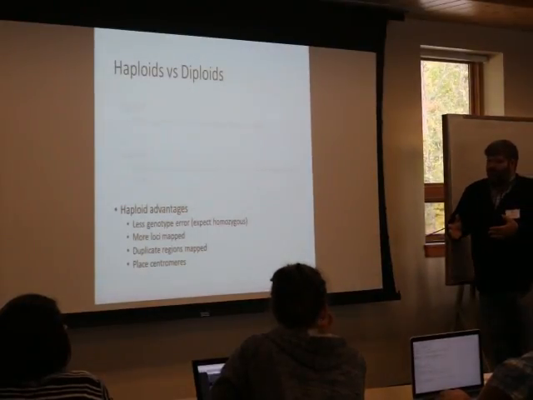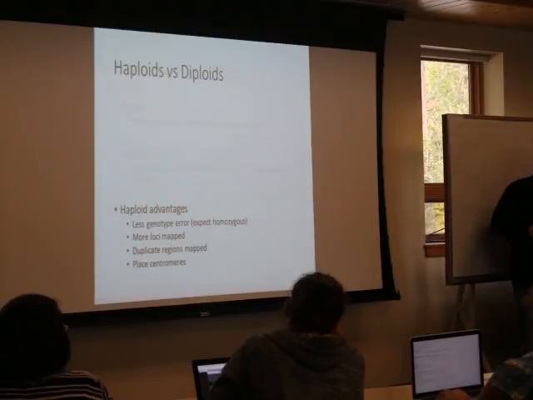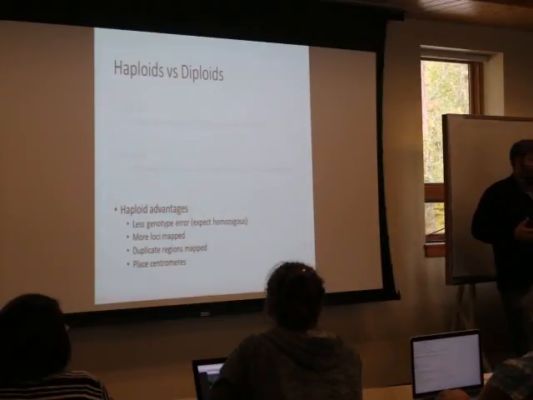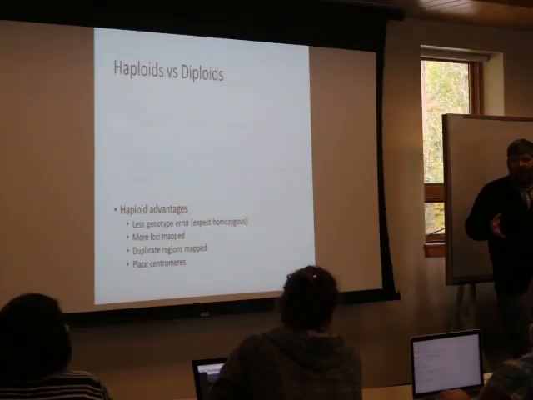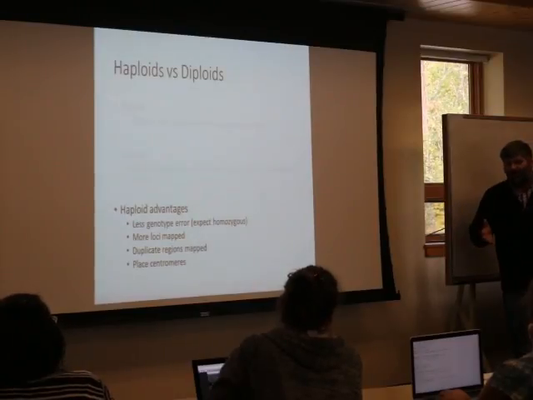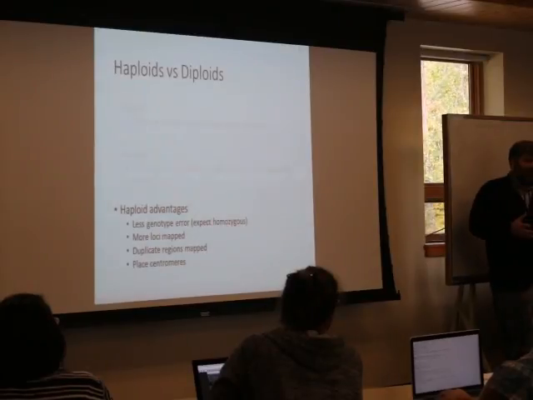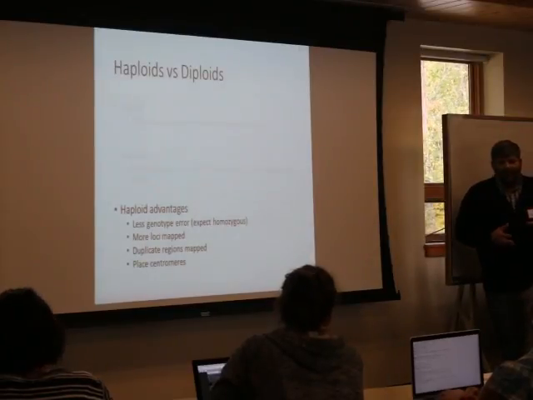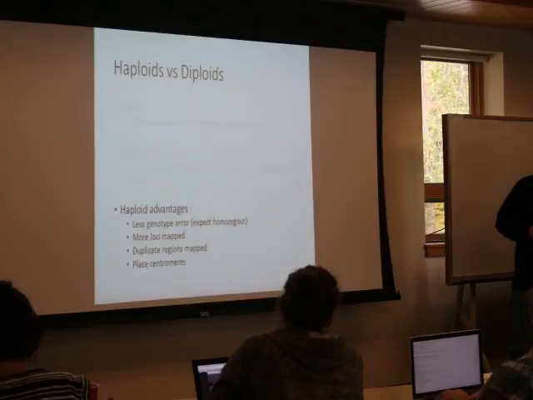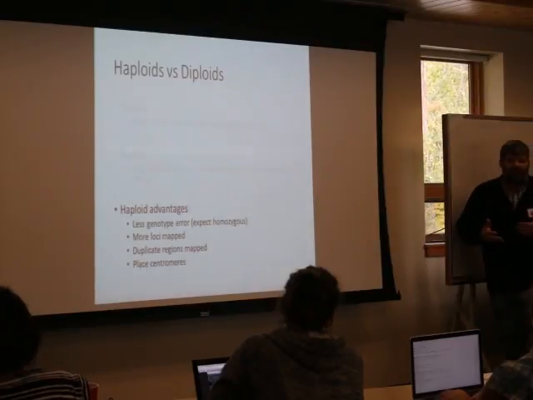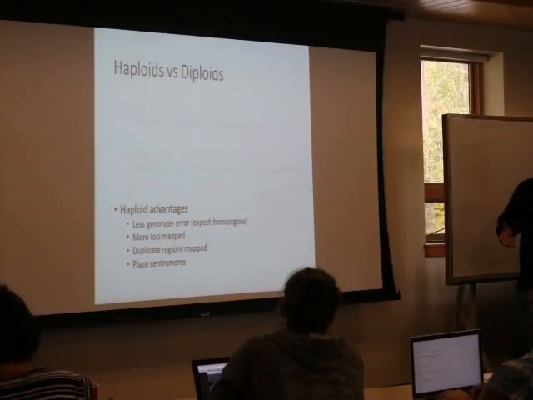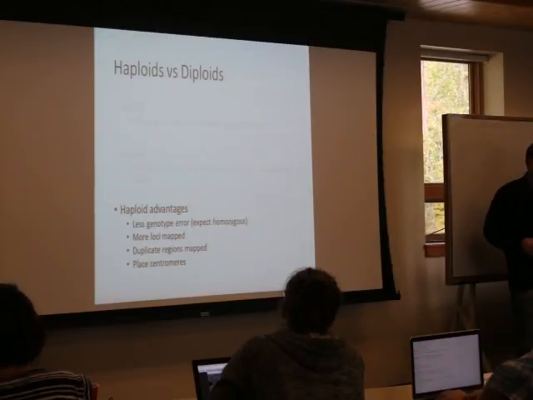Because of this, you can map more loci. If you remember what we were talking about earlier, loci that are heterozygous in both parents generally can't be mapped. If you have a haploid family, any locus that was heterozygous in the parent of that family can be mapped. And so we're able to map more markers. We can also map duplicate regions, which is important in salmon, not necessarily for other species. And we can also use haploids to place centromeres on linkage maps.